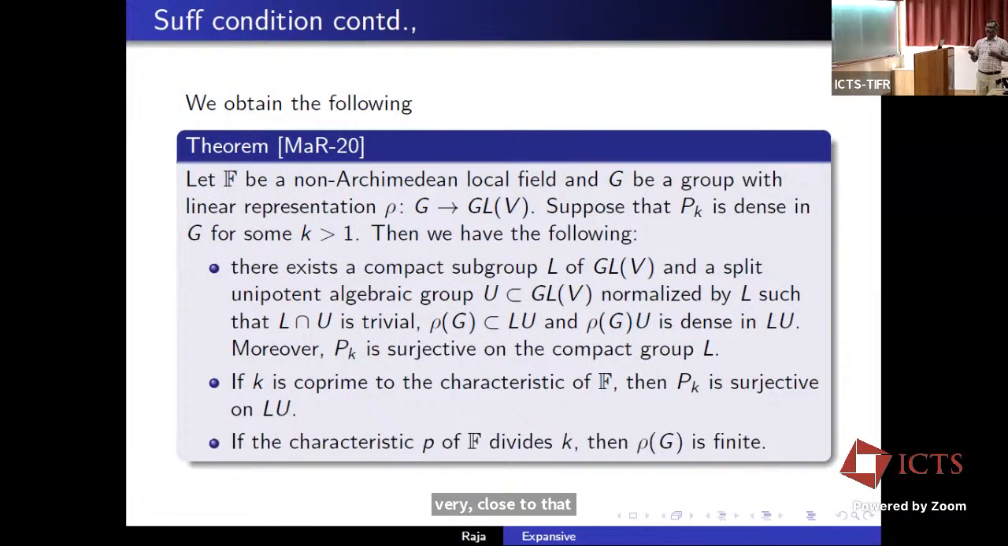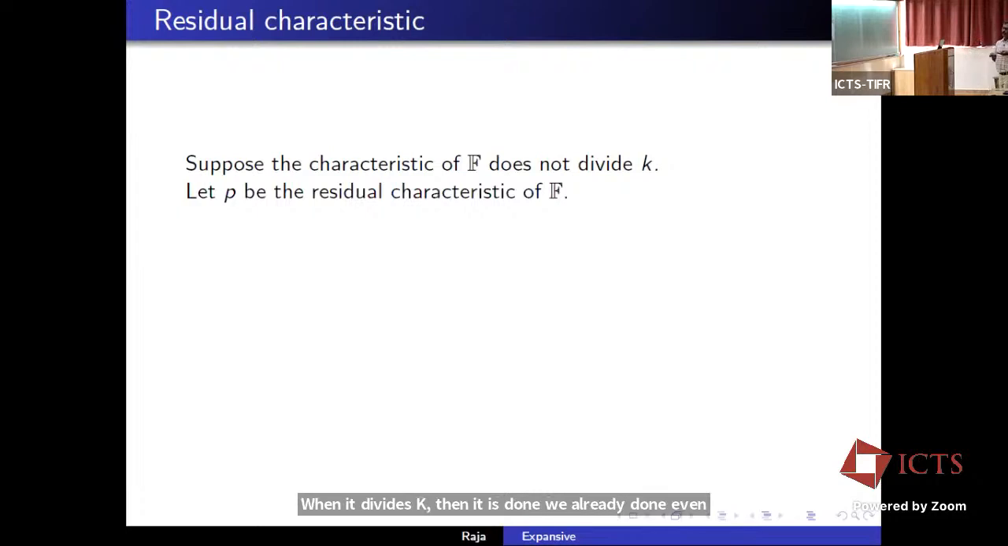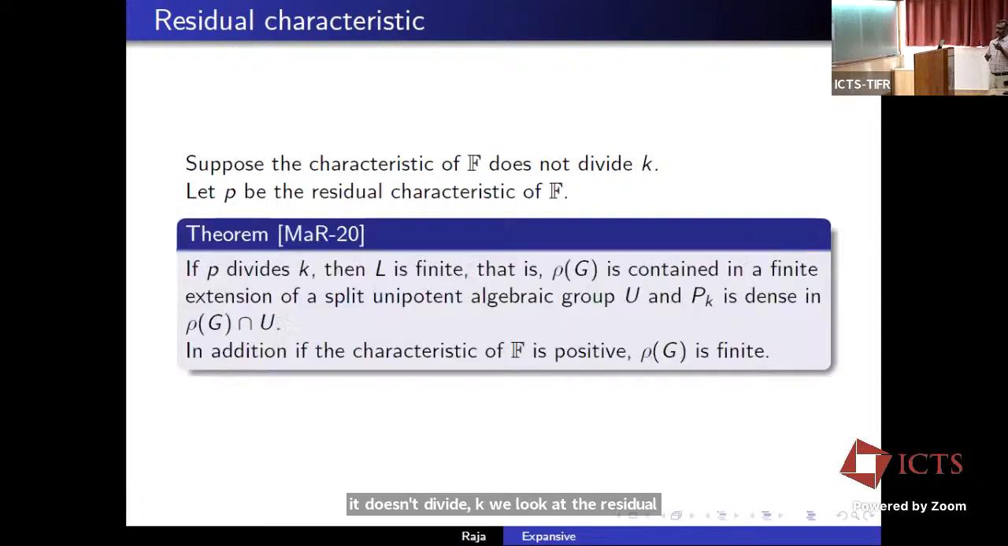In case the characteristic is here, the first condition, it is co-prime to the characteristic of F. In case the characteristic divides that integer k, then rho of G will become finite. Now, when the characteristic divides k, you can divide the entire situation into two different cases. When it divides k, then it is done. We have already done that. When it doesn't divide k, we look at the residual characteristic.